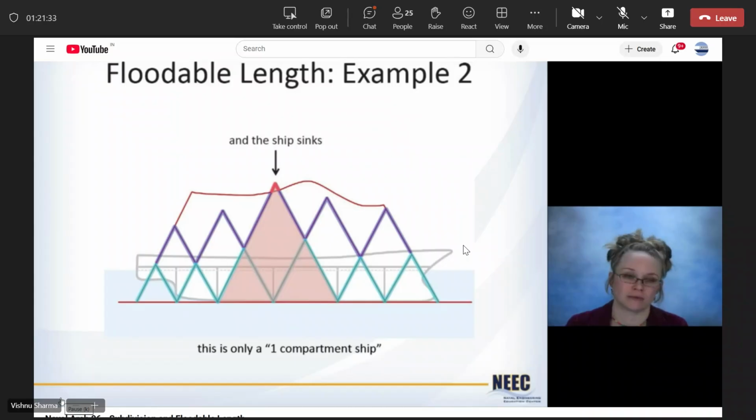So you can appreciate, right, that a two-compartment ship is safer than a one-compartment ship. A three-compartment ship is probably safer than a two-compartment ship. But eventually, you could put in so many watertight bulkheads that any damage at all causes five of them to flood, and so it sort of defeats the purpose.